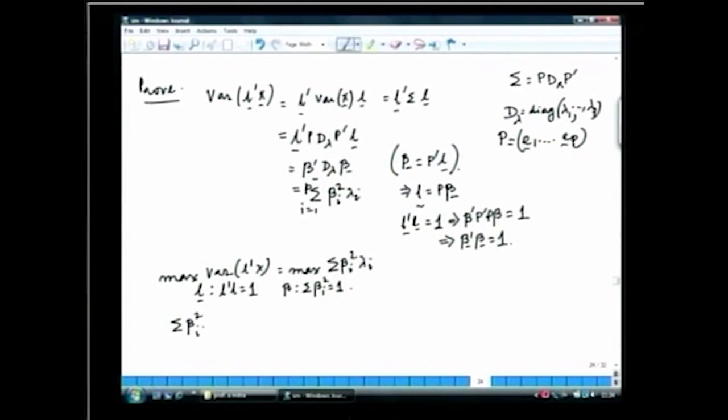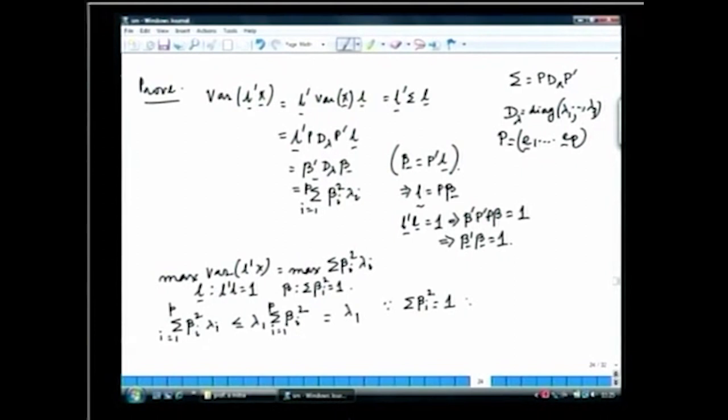So, I am trying to look into it. I have summation beta i square lambda i, sum from i from 1 to p. This has to be less than or equal to, if I replace all the eigenvalues with the maximum eigenvalue, so I am writing lambda 1 for all lambda i's, and hence I get this less than or equal to sign, and then this summation beta i square remains there, right. And this is equal to lambda 1 under the condition that summation beta i square is equal to 1.